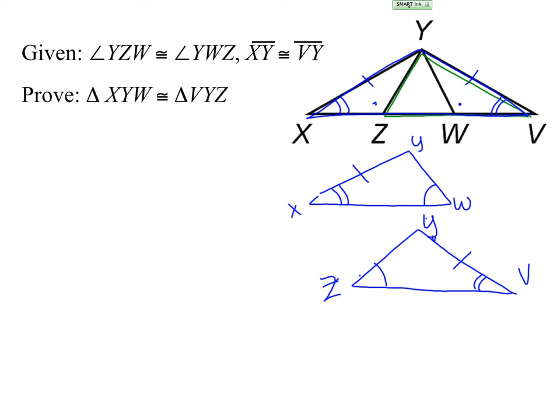I think we're ready for the finish. So we have triangle XYW congruent to triangle VYZ. Trying to match them up and speak at the same time. And what's our reason for those triangles being congruent? Angle, angle, side. That one had a little bit harder theorem involved.